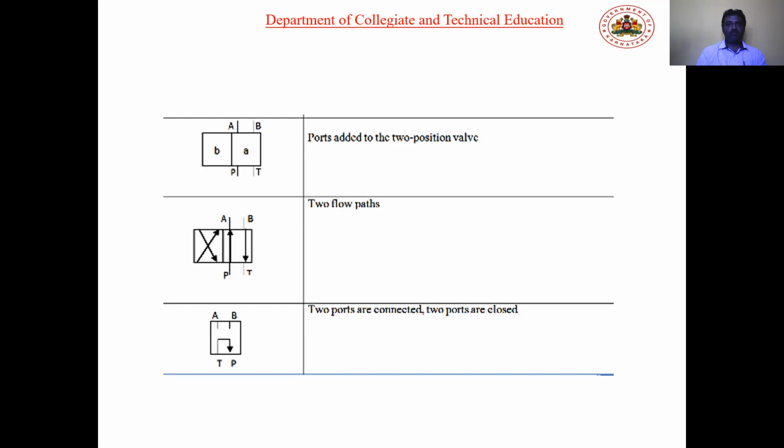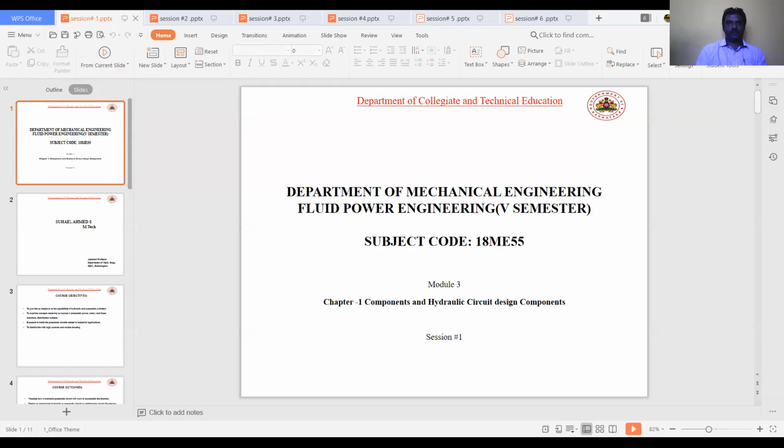Then we have the two flow paths. There are two flow bidirectional valves wherein the flow occurs in both directions. It is called two flow paths. The second figure shows that. Then lastly we have two ports connected and two ports closed. In the figure we can see two ports A and B at the top, and two ports T and P at the bottom. It shows that two ports are connected and two ports are closed. These are also graphical representations of the valves. So this is about directional control valves.